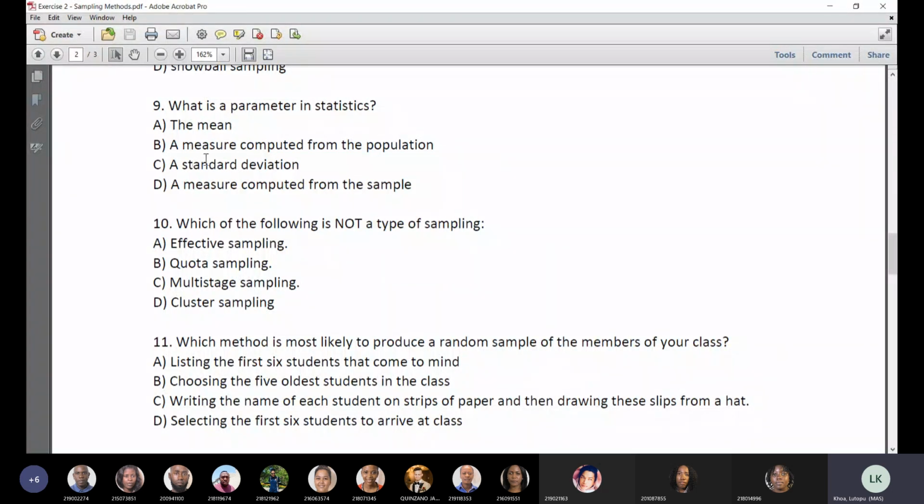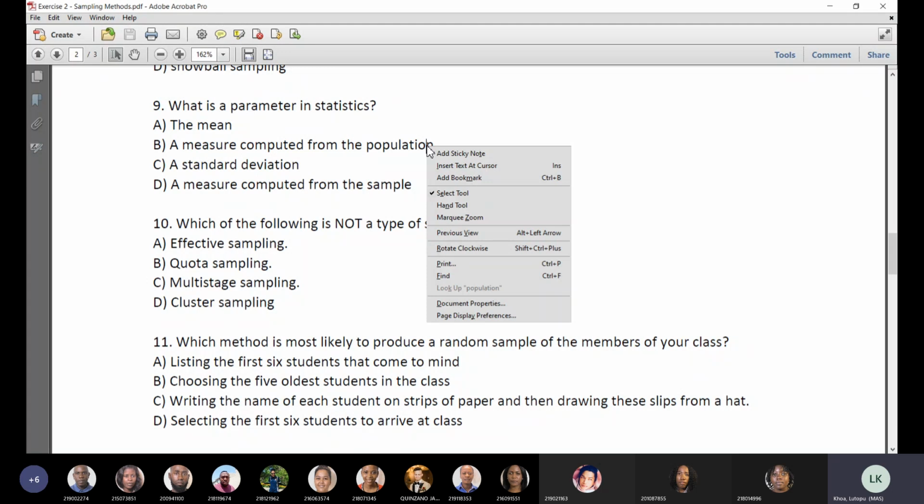Okay, number 9, what is a parameter in statistics? Is it the mean, the measure computed from the population? P for parameter, P for population.